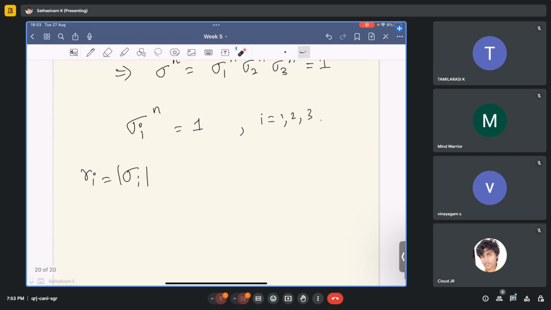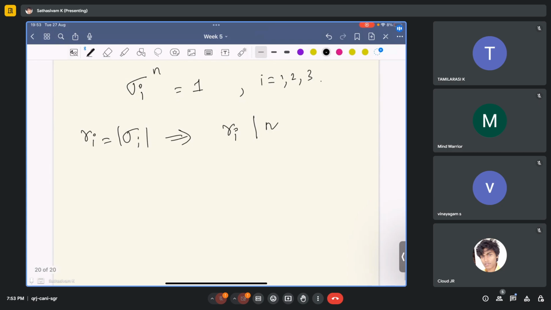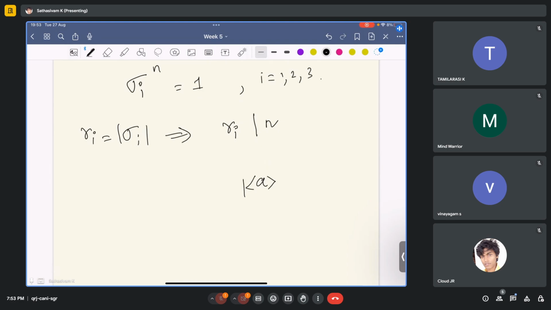This is just a property of a cyclic group. So from here, what we can observe is that this Ri divides n. Okay. So this is just a property that you know from the cyclic group, right? If you have an element a to the power i, and let's say a has an order n. So order of a is... This is just a property, you can easily prove it.